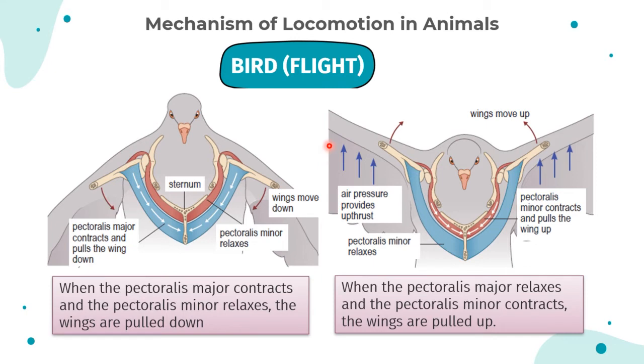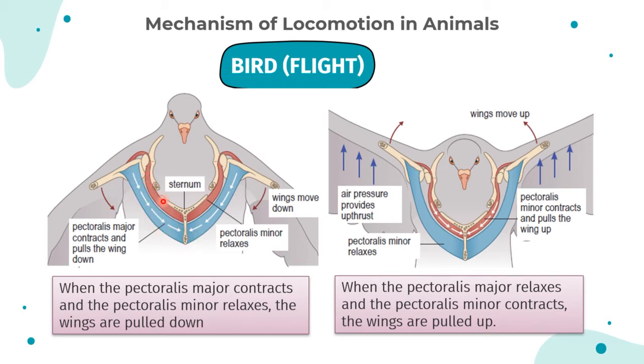Okay, next we go to the mechanism of locomotion in birds. Birds are involved in flight. So you have to know the muscles involved in the locomotion of birds: they are the pectoralis major. This is referred to as the pectoralis major muscle, at the outer layer.